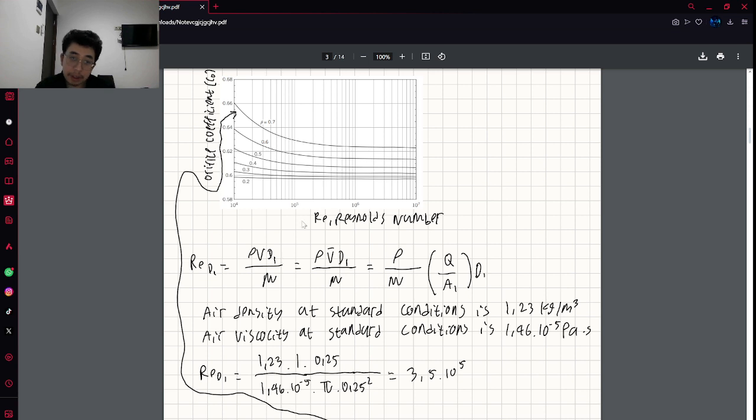The Reynolds equation is basically this. And since this is a standard condition, we just assume the air density and air viscosity, which are this and this.